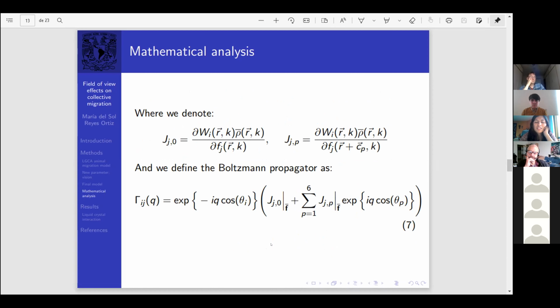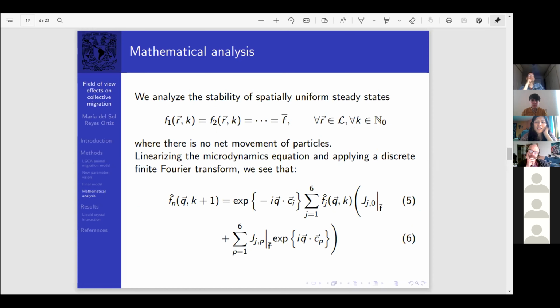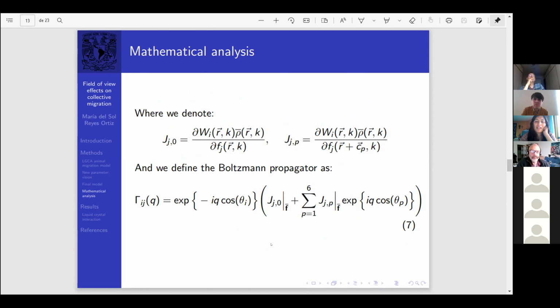Using this microdynamics equation, we can also define the Boltzmann propagator, equation number 7. This will be really important for us because using the Boltzmann propagator, we can obtain its eigensystem, and with that we can analyze the solutions near our steady states. So we can see their stability. We can analyze the perturbations, and see if they may form some patterns or not.